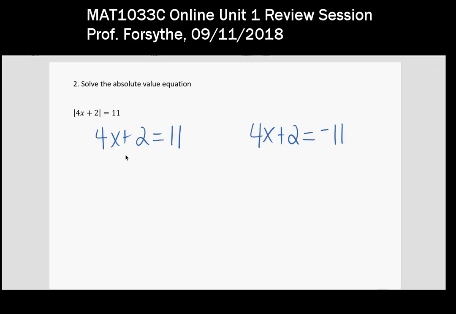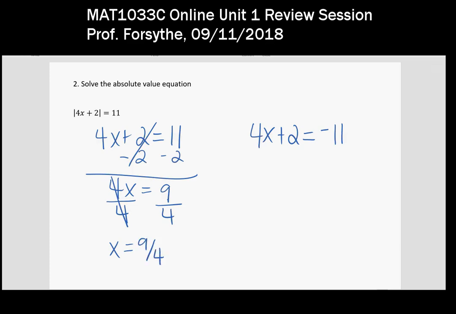To solve for x in the first equation, we're going to subtract 2 from both sides. I'm going to bring down that 4x, 2 minus 2 cancels out, equals 11 minus 2 is 9. And then to solve for x, we're going to divide by 4. 4 over 4 cancels, and then we have x equals 9 over 4.